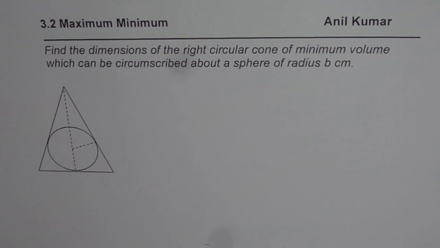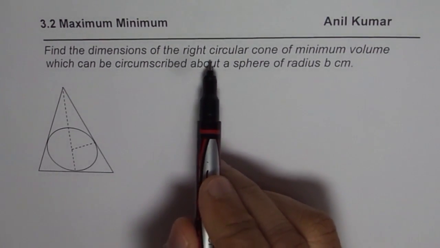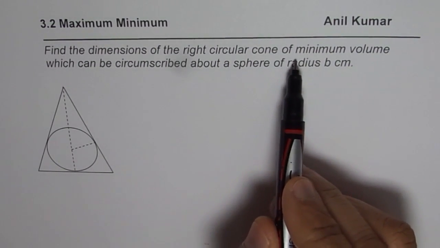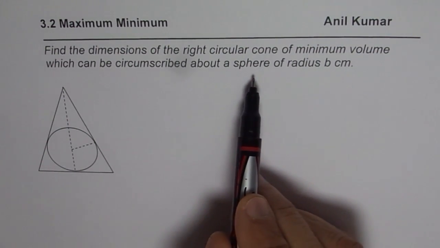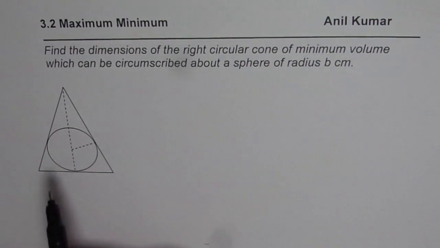I'm Anil Kumar, and here is a very interesting question for which I'm providing you with a very general solution. The question here is, find the dimensions of a right circular cone of minimum volume which can be circumscribed about a sphere of radius b. So here's a figure for you.